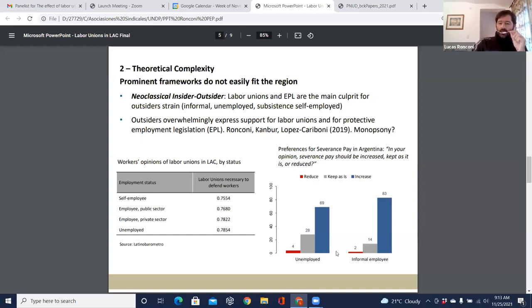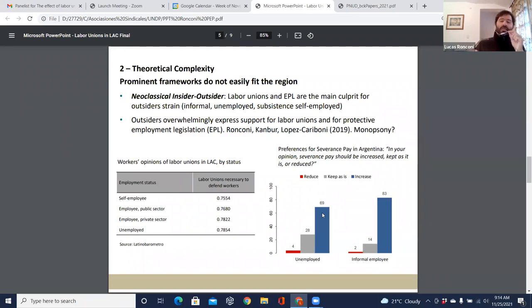We conducted a short survey in Argentina asking people whether severance pay should be increased, kept as it is, or reduced. According to the neoclassical insider-outsider model, you would expect that people who are unemployed or working under the table would say, please reduce the severance pay, because that is reducing the demand for labor and that is the reason why I do not get a job or why the only job I get is under the table. However, among informal employees, only 2% want to reduce the severance payment. 83% want to increase it. When you ask the unemployed, only 4% want to reduce it. Almost 70% want to increase.